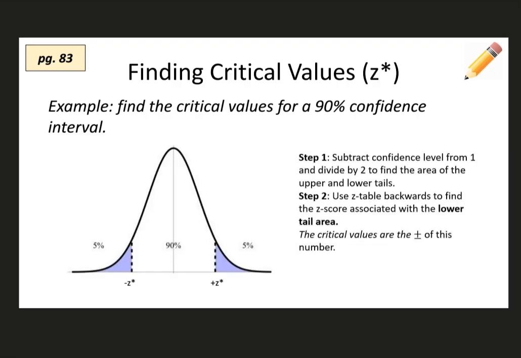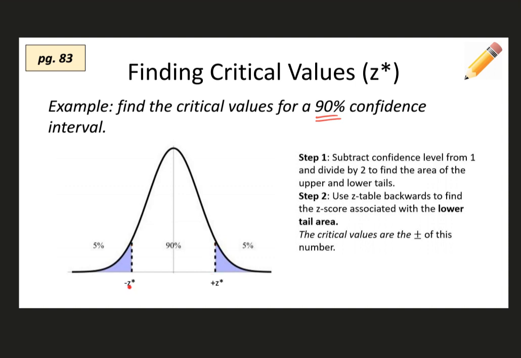So one thing I do want to go over is where those Z star values are coming from. Remember, Z star is basically based off of whatever confidence level you're looking for. So here's an example of how the Z star values are found. Find the critical values for a 90% confidence interval. So what we're trying to do is find a 90% confidence interval, which means we're looking for this part of our distribution.